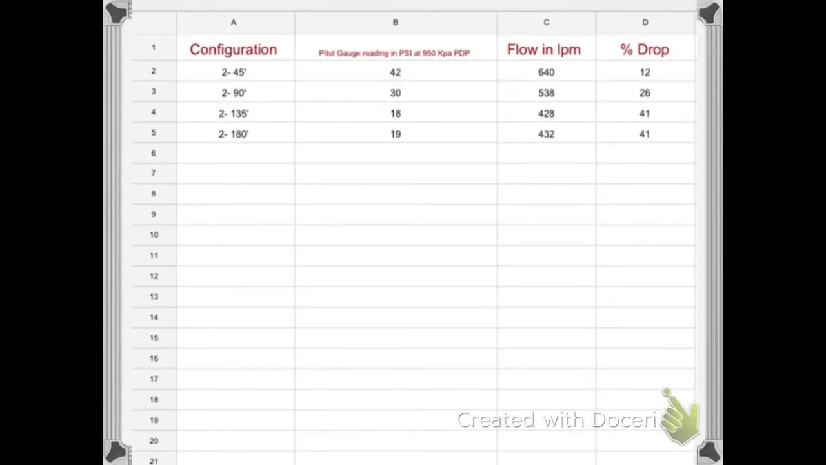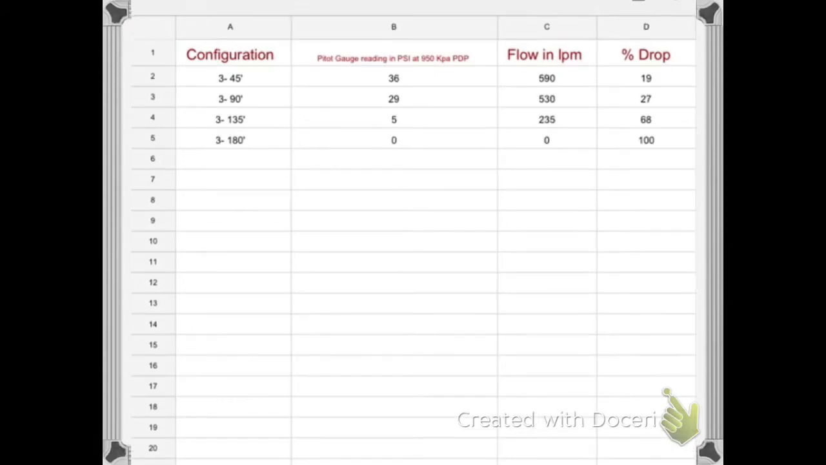The next test was with two kinks of the same angle in the hose. The range with two kinks was from 12 to 41% drop in flow. After that, we did three kinks of the same angle. The range was from 19% to 100% drop in flow. With three kinks at 180 degrees, the water just poured down onto the nozzleman's boots. Not terribly effective.